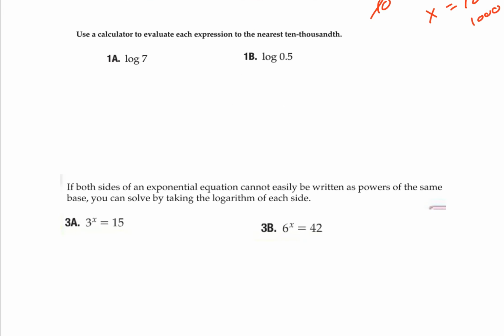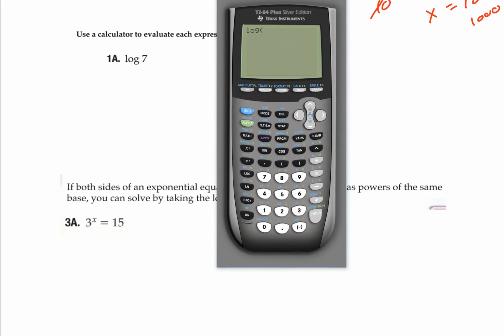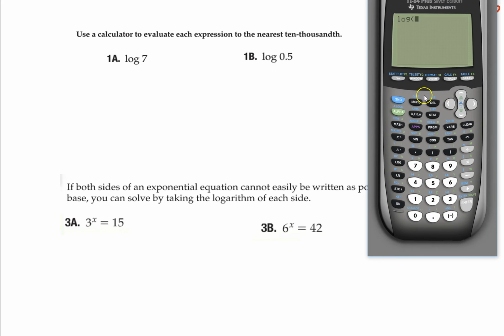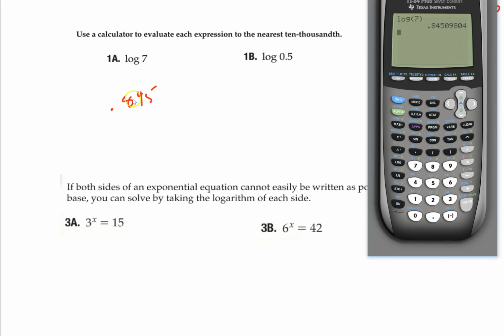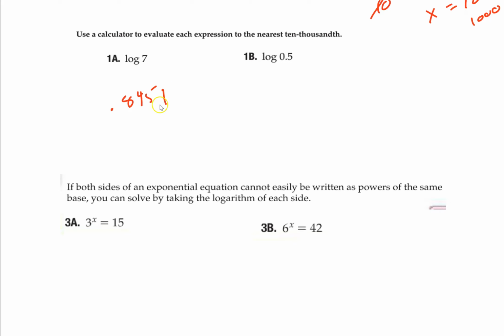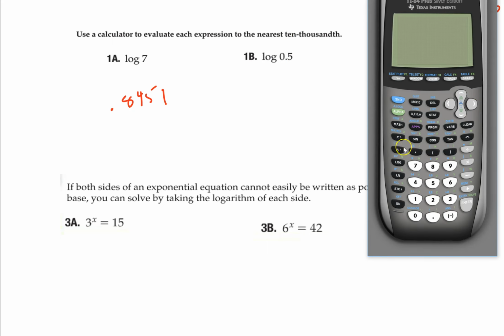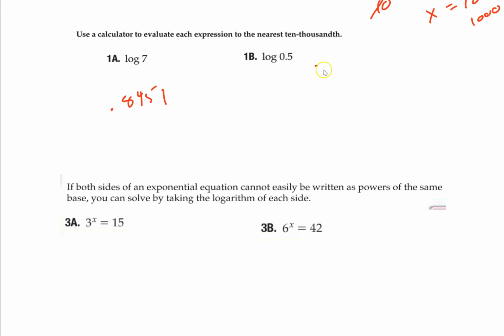So a couple of these you can do on our calculator. They want us to do log of 7, right? So the base is 10. You're going to enter it and you get 0.845. Log 0.5, likewise, you're just going to clear, log 0.5, hit enter, and get negative 0.301.